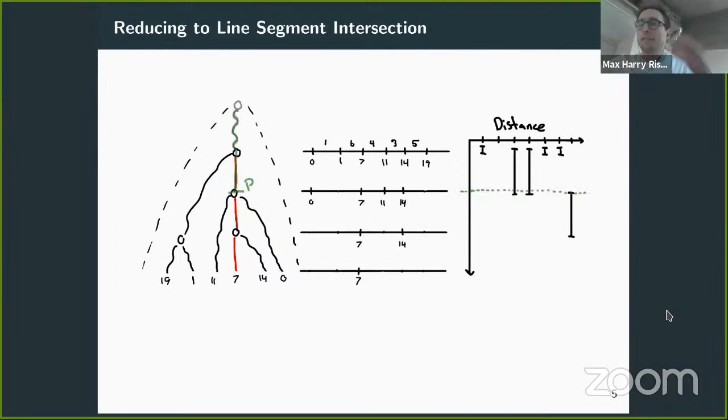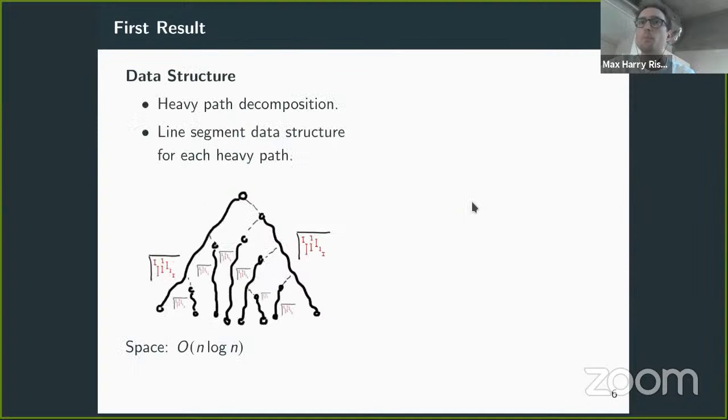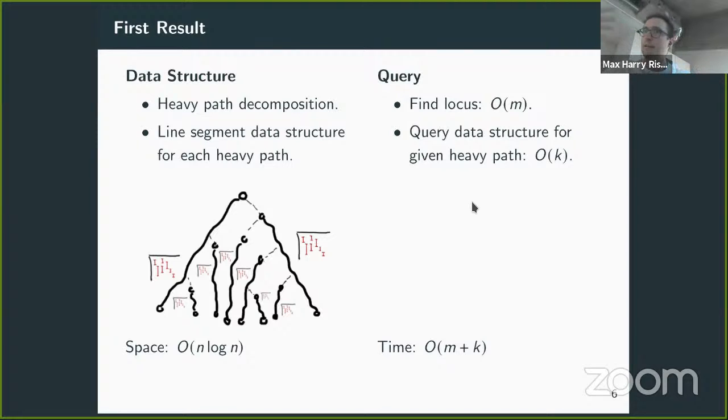And this allows us to query, because when I come with my query pattern P and I land on such a heavy path, the problem is now reduced to simply finding the k leftmost line segments that intersect this horizontal line traced by the depth of the pattern P on the heavy path. So that's the first trade-off. The data structure is the heavy path decomposition of the suffix tree, and then we build such a line segment data structure for every heavy path, and this ends up taking O of n log n space. And the query time is optimal. We spend m time to find the locus of the pattern in the suffix tree, and then we query the line segment data structure for the given heavy path in O of k time, ending up at O of m plus k query time.